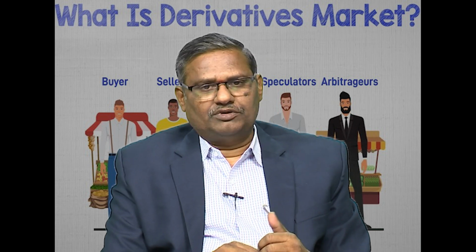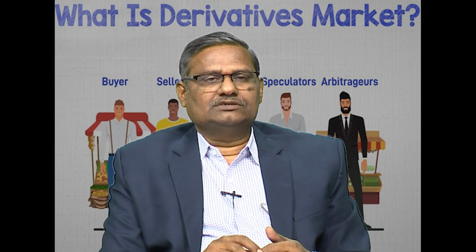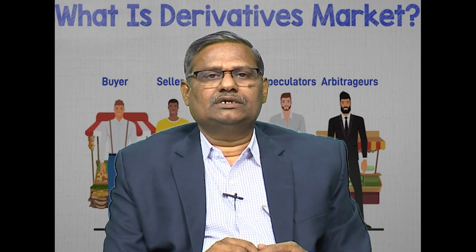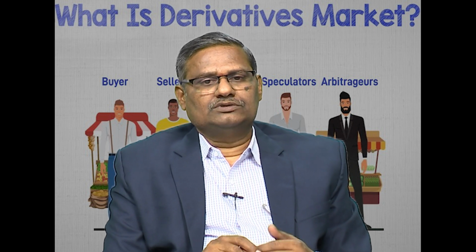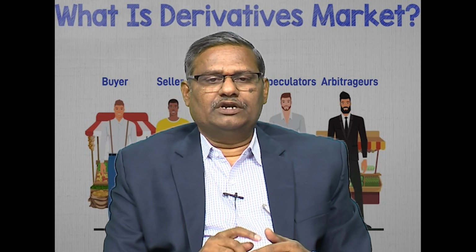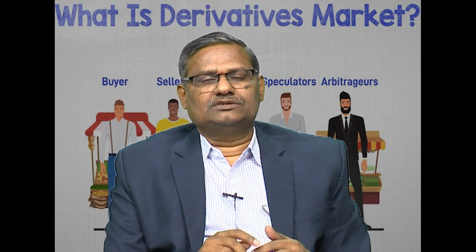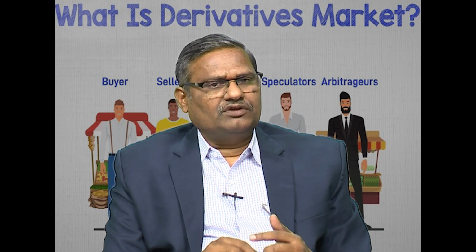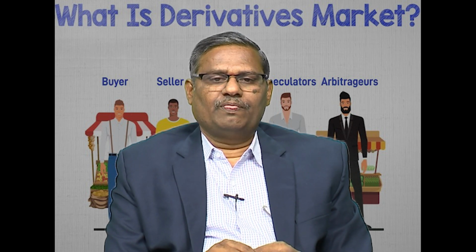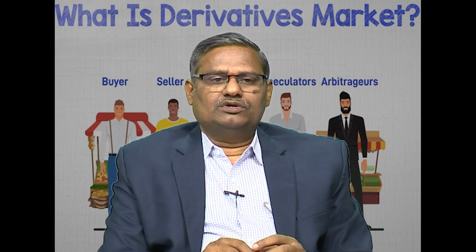The underlying asset may be a currency, a commodity, or energy. That is power. So, power derivatives are also there in the market, currency derivatives are also there in the market, even carbon deposit derivatives are also there in the market. So, this is about the second point.